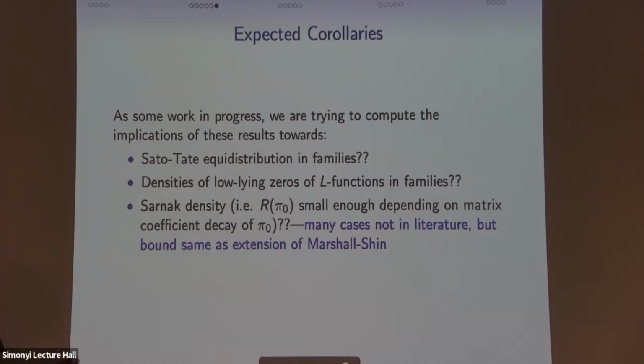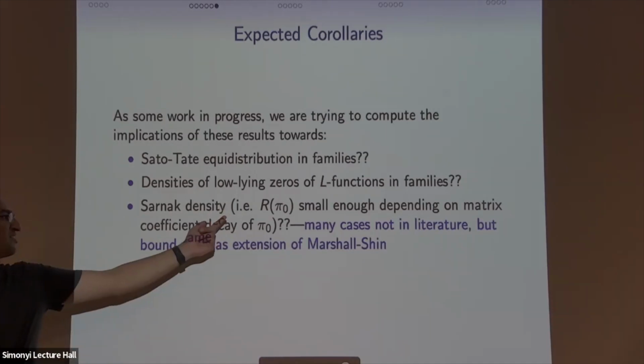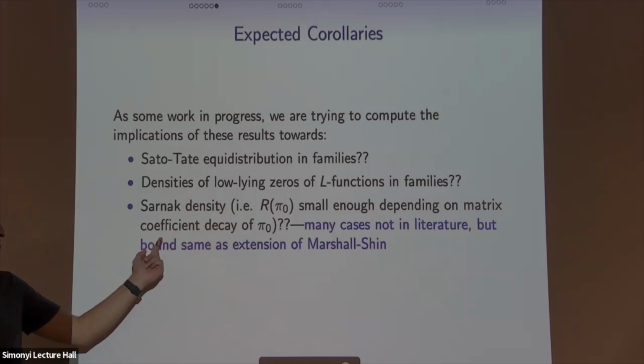So in our language, this is just saying that this R pi 0 is going to be small enough depending on the matrix coefficient decay of pi 0. There's some annoying contest math inequality that you have to do to actually check that this works. And we're not very good at contest math, so that's slowing us down by a lot.